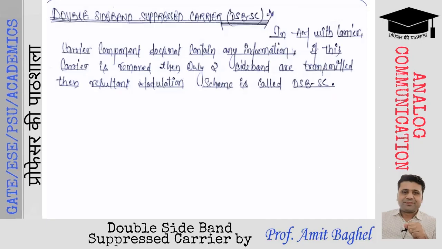Double sideband suppressed carrier, DSBSC. We are going to introduce a new scheme which is much more power efficient as compared to the standard AM signal. While transmitting the standard AM signal, the components were the carrier power, upper sideband, and lower sideband.